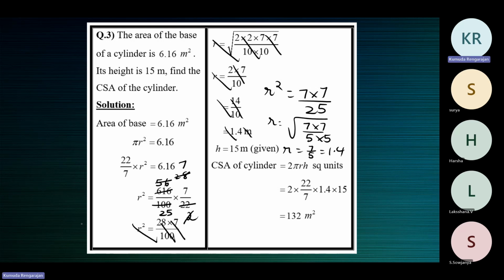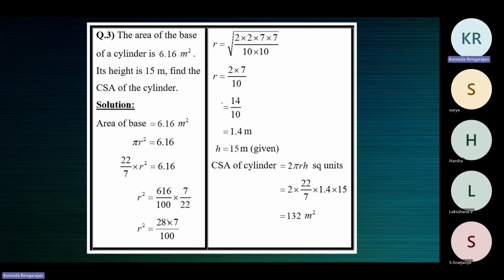Simplify completely and then don't multiply the numerators. If possible, break them, write them further as the product of their prime factors or some factors. That way you'll be able to find the value of r.